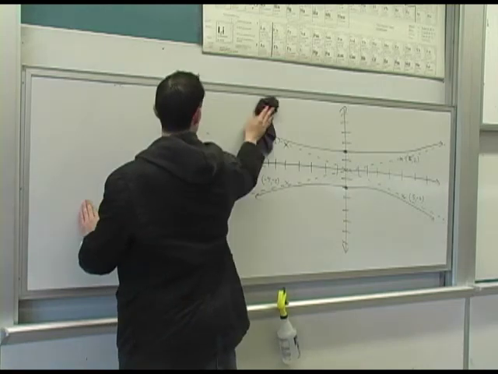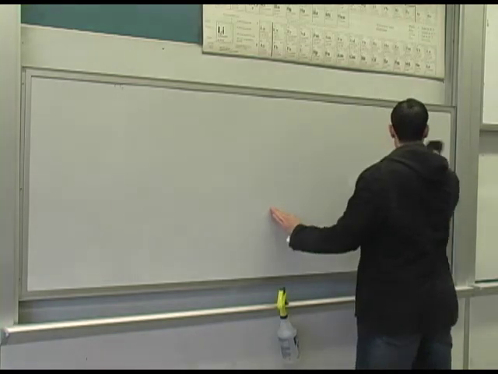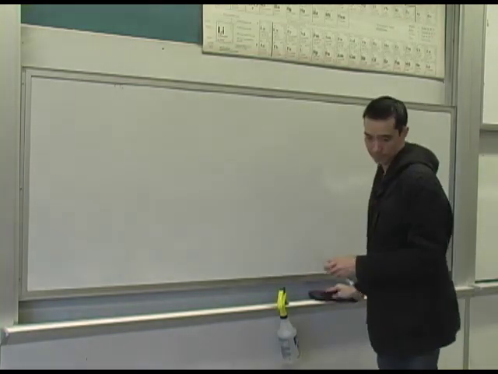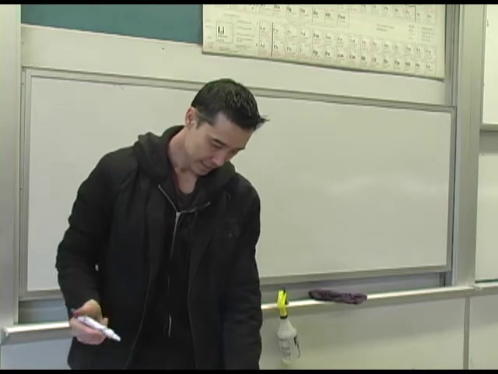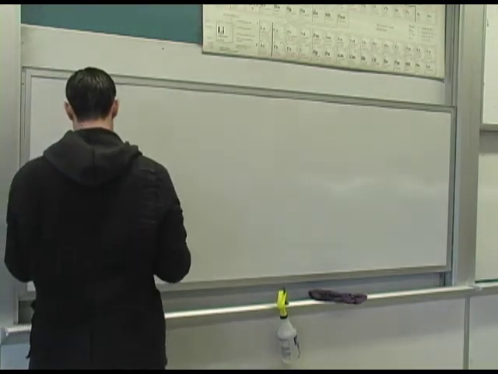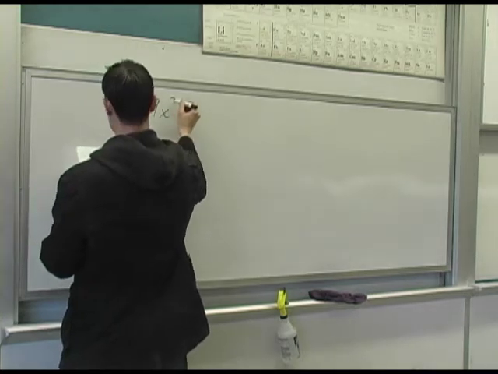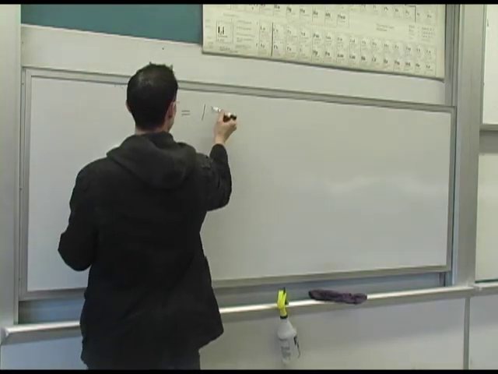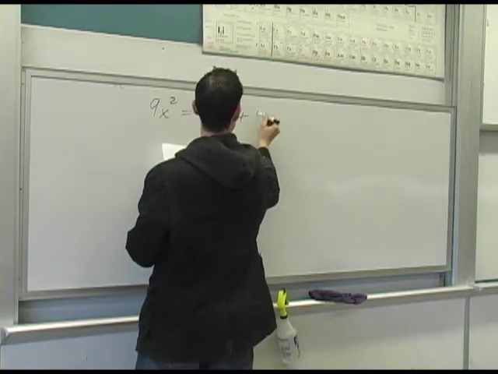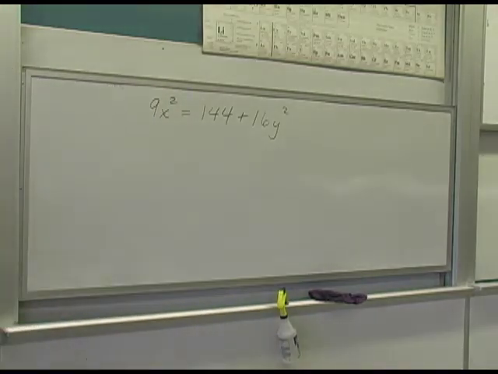Okay, let's do one that's not in standard form, that you guys need to put in standard form. Okay, let's try this one. 9x squared equals 144 plus 16y squared. Okay, take a couple minutes. See if you can put that in standard form, and then see if you can graph it for me, and then we'll check it together.